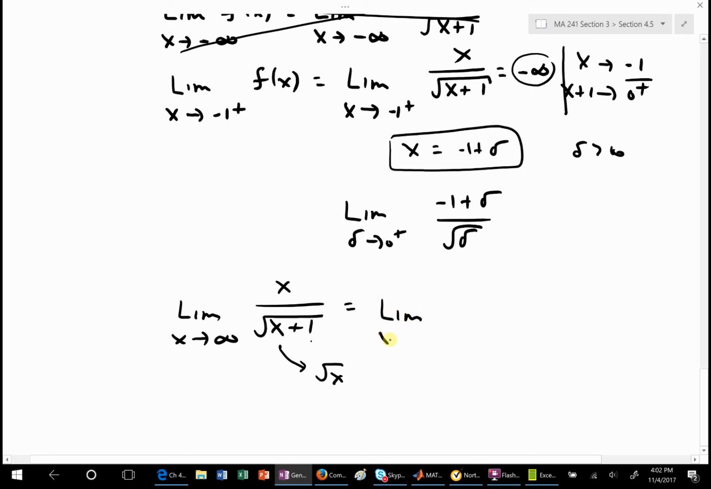So I'm going to end up getting the limit as x goes to infinity of x over the square root of x, which is the limit as x goes to infinity of the square root of x.